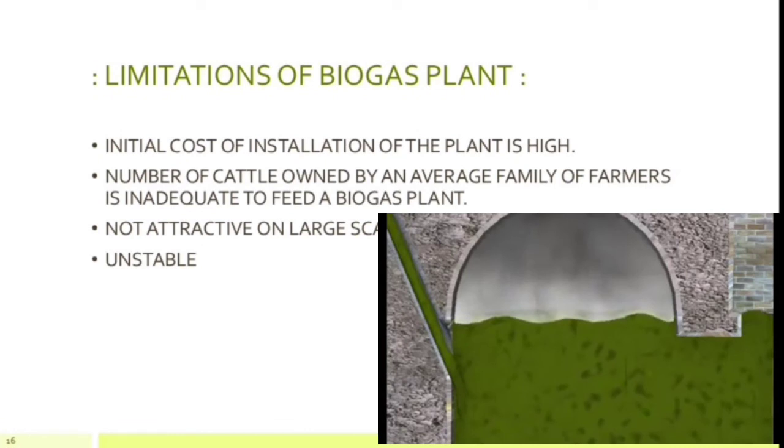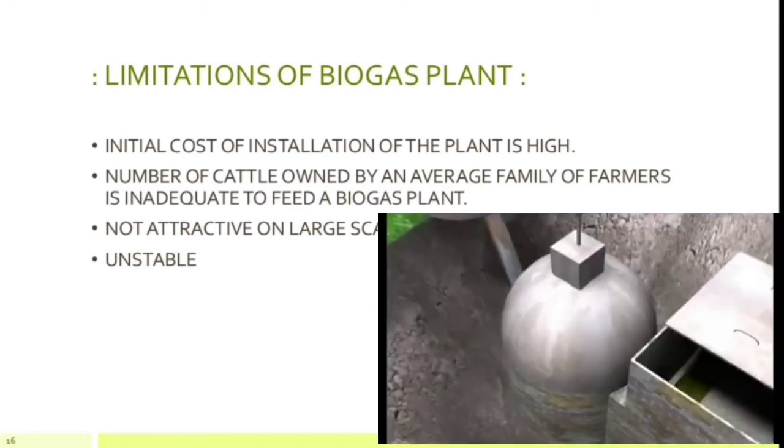Then what are the limitations of a biogas plant? First of all, the initial cost of installation of the plant is high. Cattle owned by an average family of farmers is inadequate to feed a biogas plant. It is not attractive on a large scale and it is unstable.